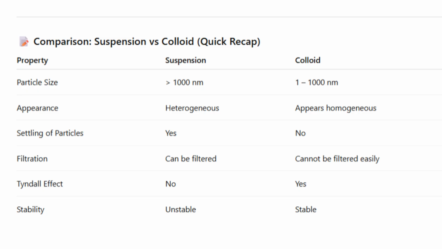They scatter light. Stability. Suspensions are unstable. Particles separate on standing. Colloids are relatively stable. They remain mixed for long durations. In summary, suspensions are coarser, unstable, and filterable. Colloids are finer, stable, and show light scattering. Understanding this difference helps in many fields, from medicine to food science and chemistry labs.